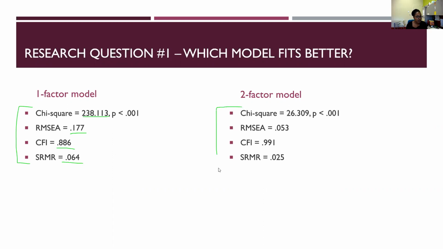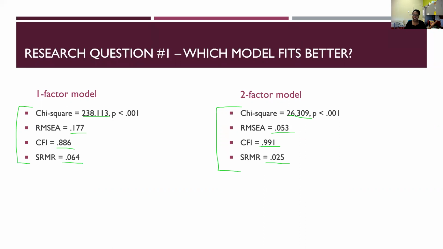compared to our 2-factor model, where you can see that chi-square is a lot lower, it's 10 times lower. Our RMSEA is right at 0.05. Our CFI is pretty perfect, and the SRMR is very low. So in comparing these 2 models, we can just look at it pretty clearly and say, okay, the 2-factor model fits better than the 1-factor model. So this two-factor model is reproducing the correlations between the 6 indicators much better than the one-factor model does.